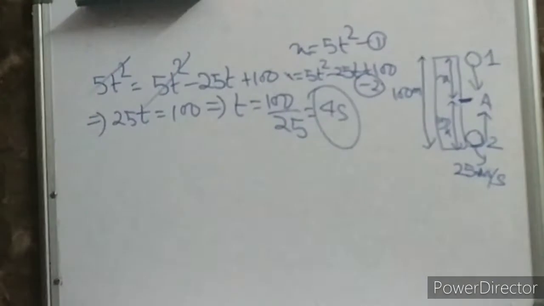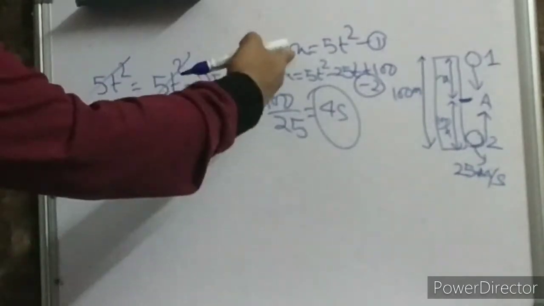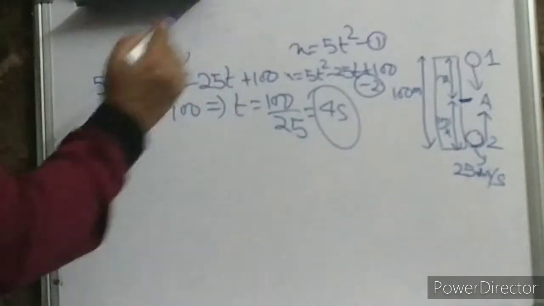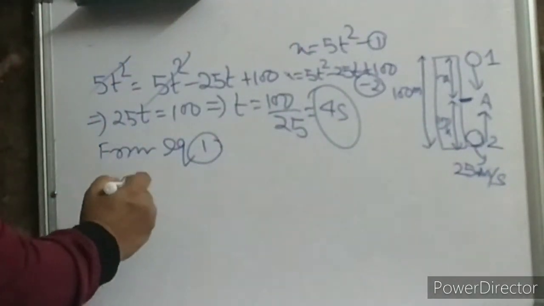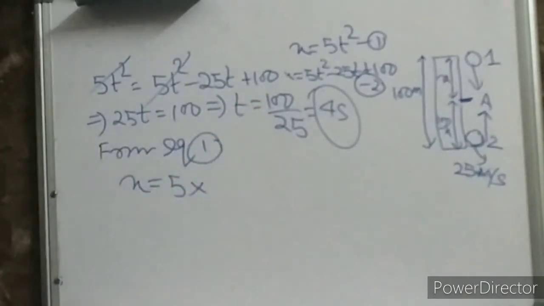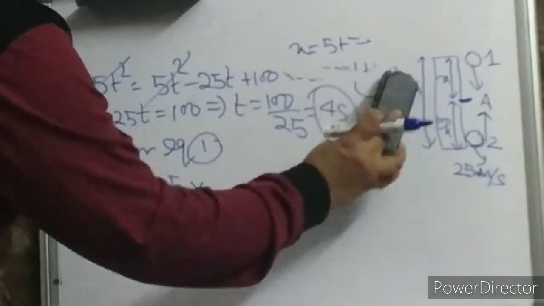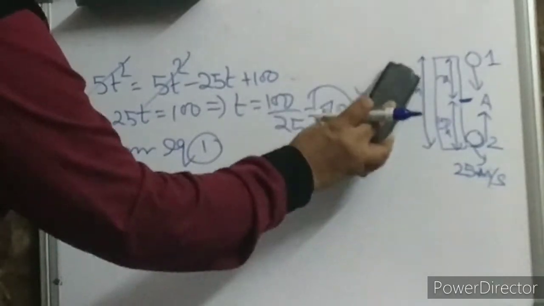they both will meet. But where they will meet, you have to calculate. So let us try to find out x. This is the easiest one. So x is equal to 5t square. Put the t value in equation 1. What you will get, x is equal to 5 into t square. Let me erase this also, not required right now, because it will make it clean.